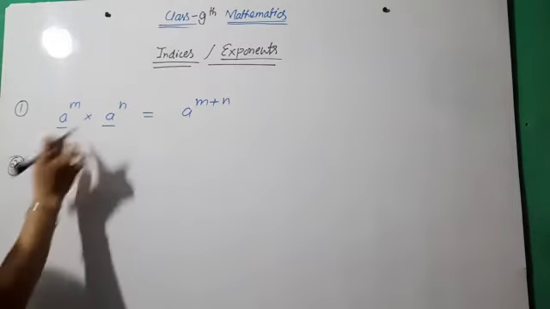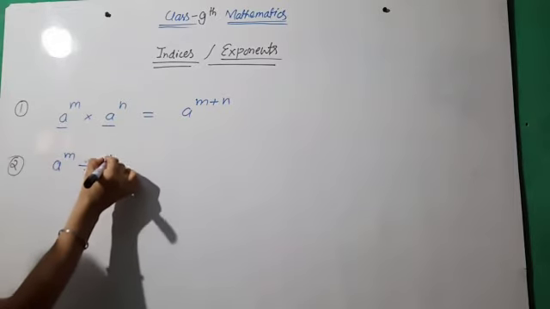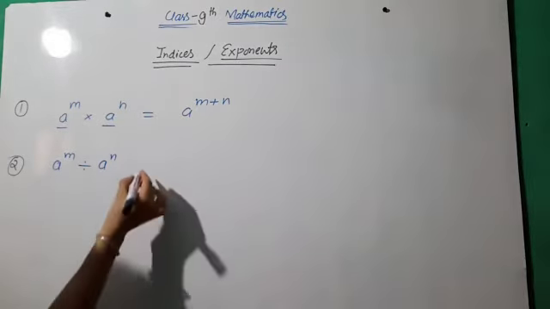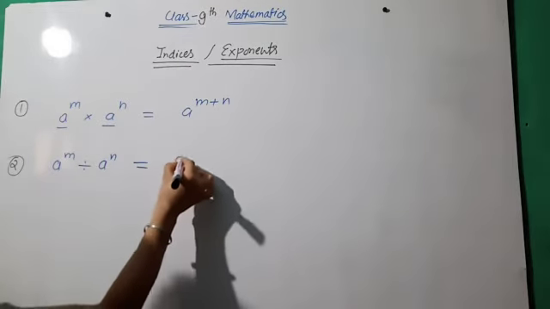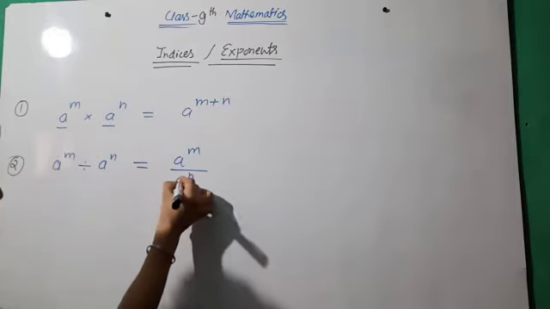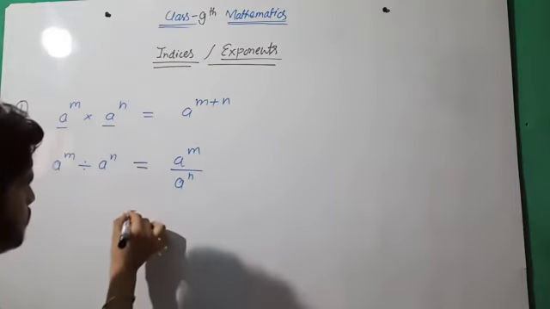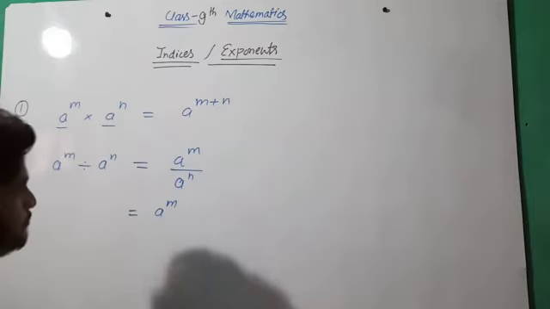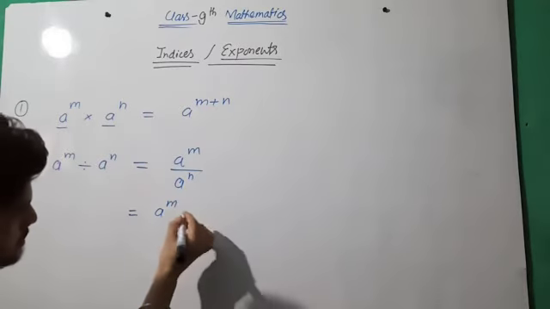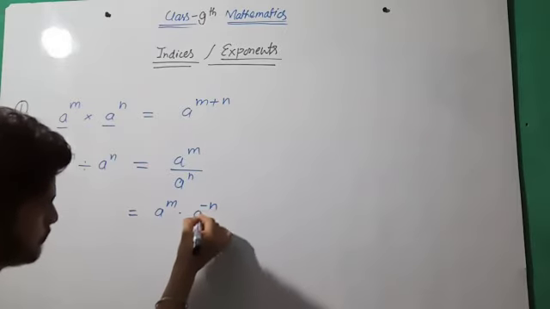Like if we have division, a to the power m divided by a to the power n, we can write it as a to the power m upon a to the power n. Now we have to put this value as a to the power m, and then we write it as a to the power minus n.